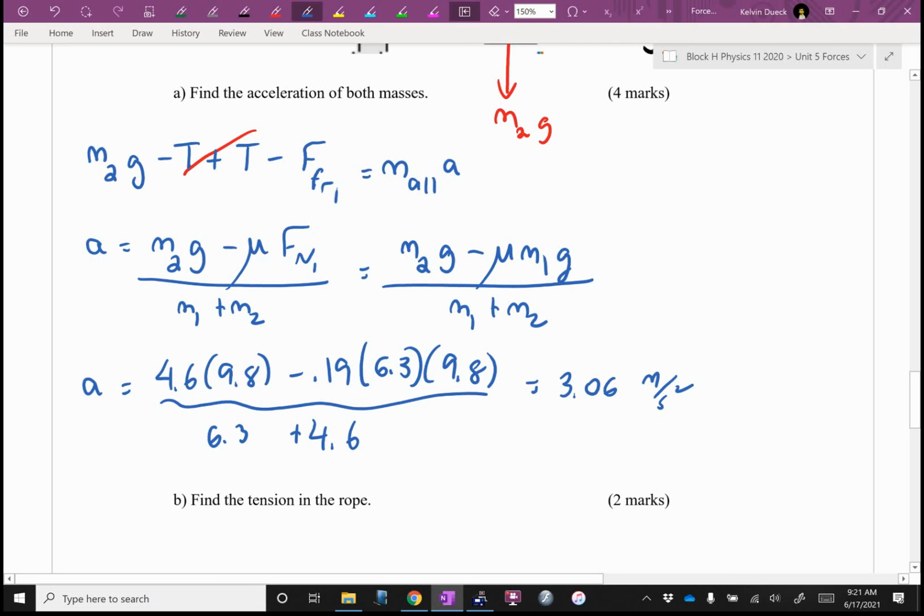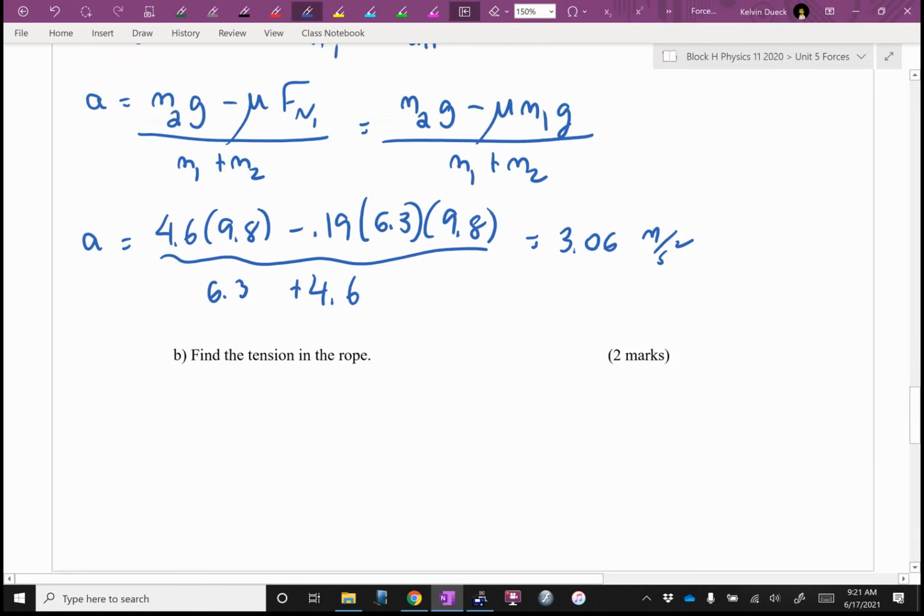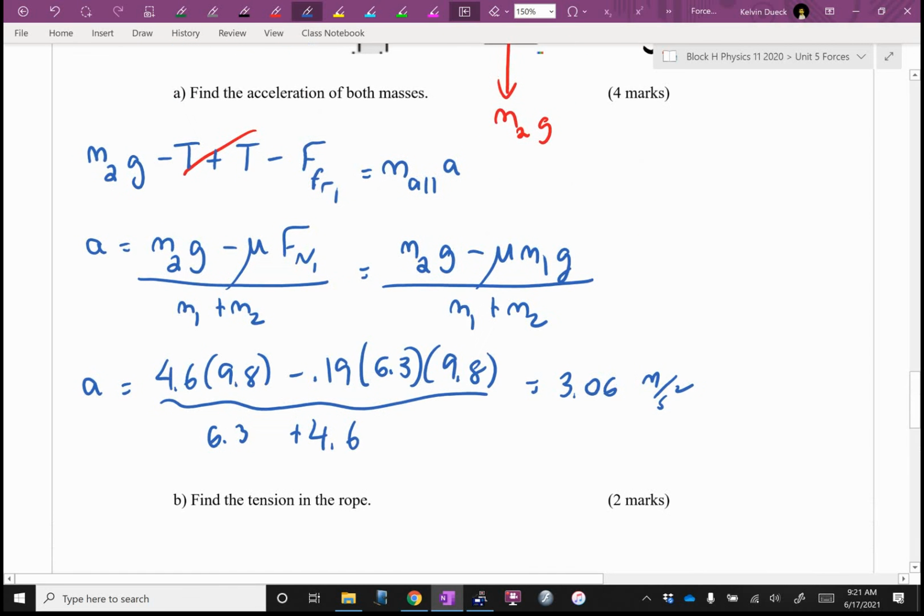Find the tension in the rope. Which mass would you use to find tension? I would use the hanging one. It's less cluttered. If you got that 4 out of 4, great. Otherwise, I would give you 1 mark for that, 1 mark for the numbers, and 1 mark for the answer.